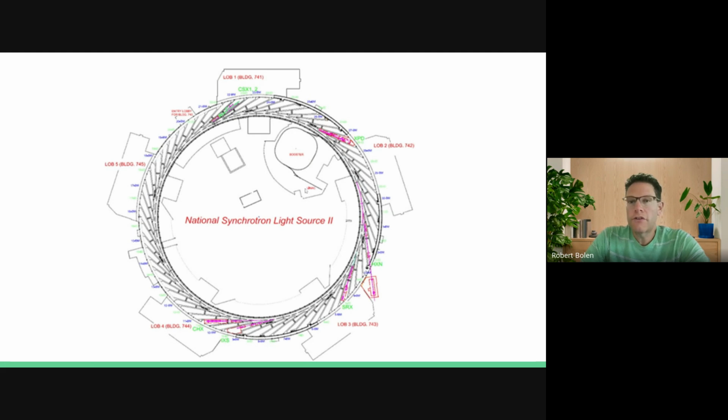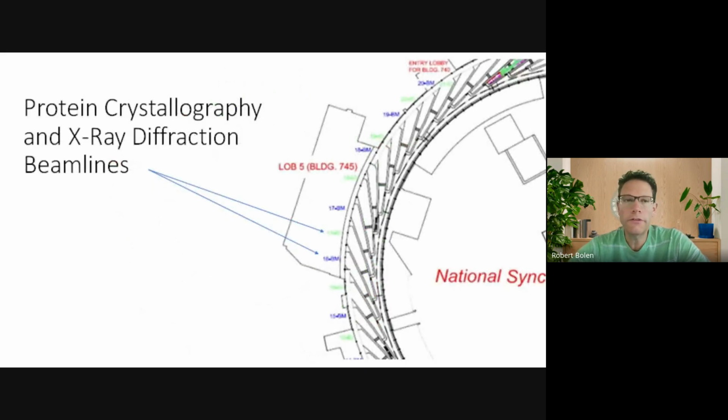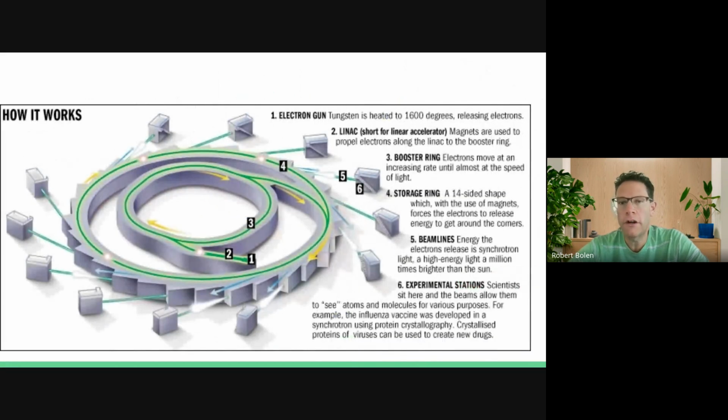This light source starts off with a linear accelerator and a booster ring that gets the electrons up to the speed they're supposed to be. And the way that they move the electrons is actually by physics. It's using magnets. And so you can see up close, that's where our X-ray diffraction beam lines are. And the way that this works is electrons are first shot into this booster ring through this linear accelerator. And the linear accelerator captures electrons that are fired off by an electron gun, which heats tungsten to about 1600 degrees. The electrons move in this small ring and are gradually brought up to almost the speed of light.